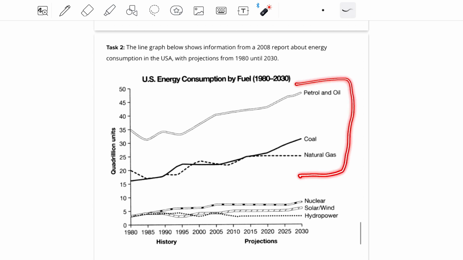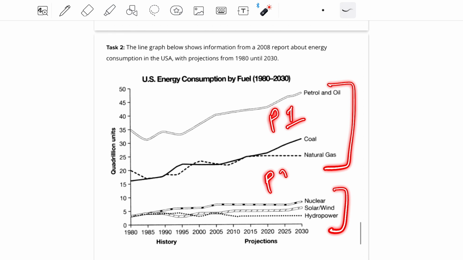Okay, so we can clearly see petrol and oil, coal and natural gas, the consumption of these is so much higher as compared to nuclear, solar, wind and hydropower. So you can write this in one paragraph and this in another paragraph.